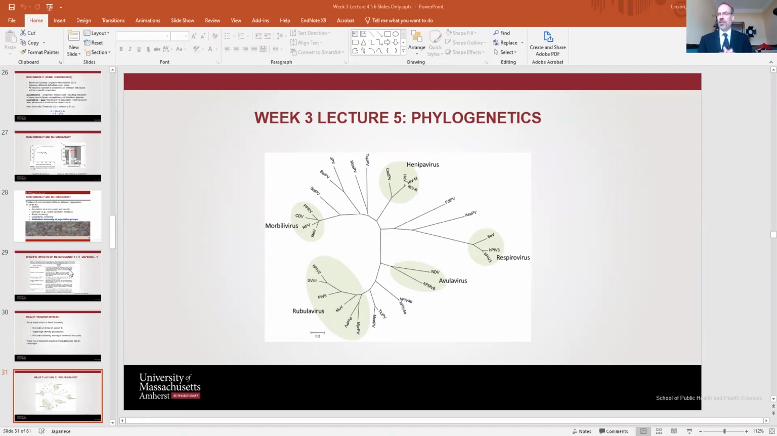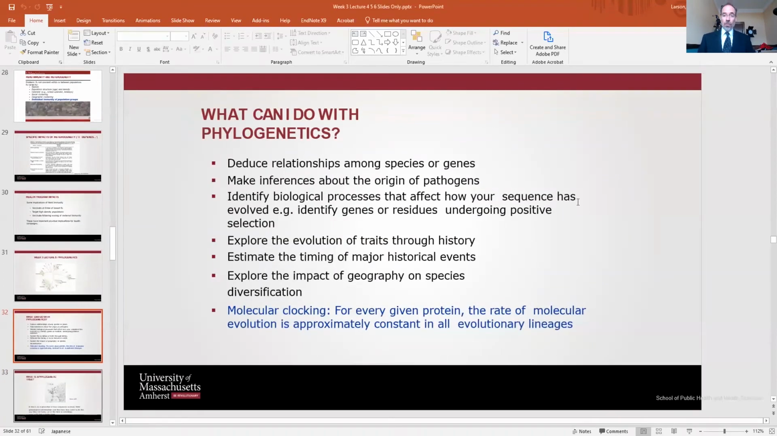So phylogenetics, yeah. So pathogens, like humans and everyone else, we're all living things, and so we've descended through a lineage of a lot of other living things. What can we do with phylogenetics is the big question.